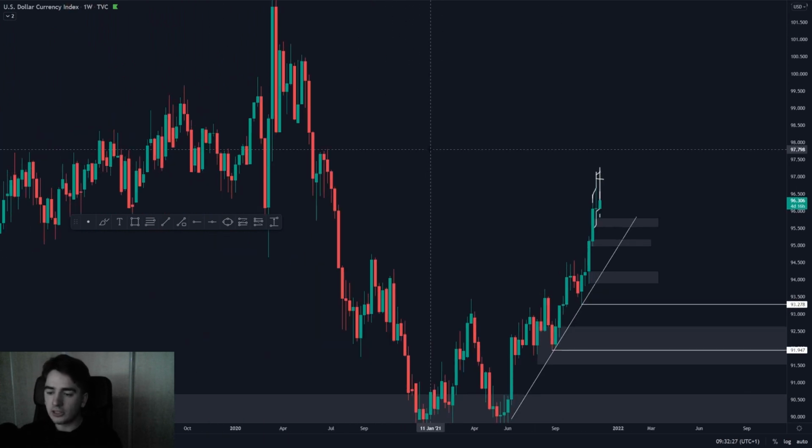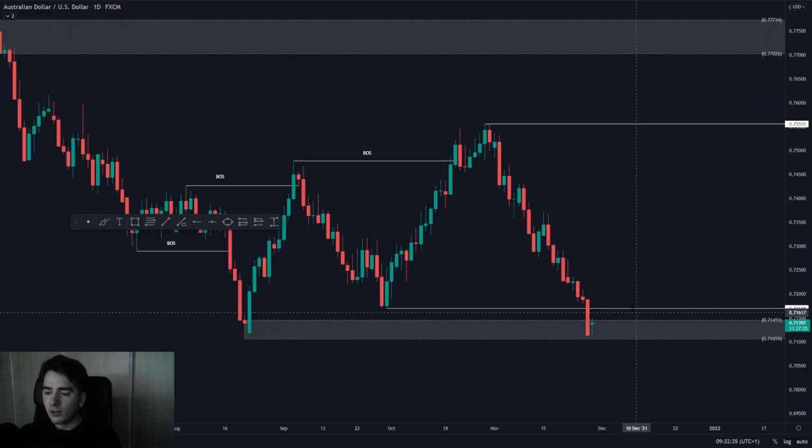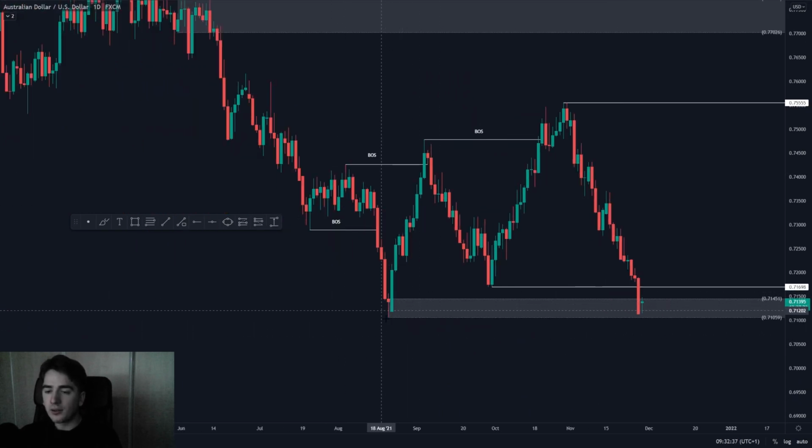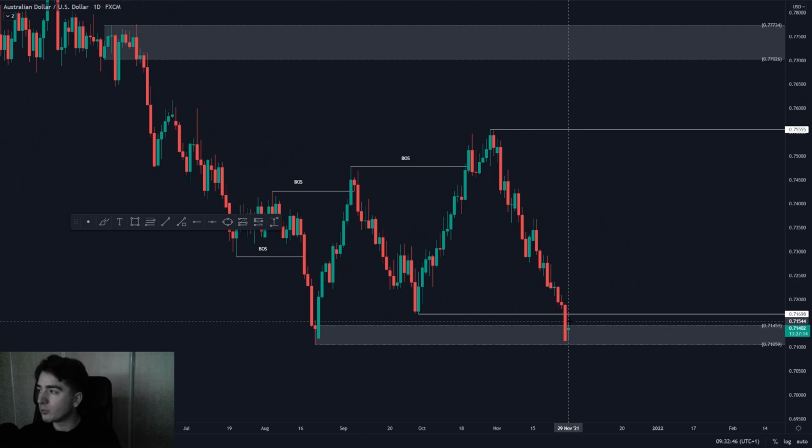So yeah, that's essentially the dollar index for you guys. And let's head over to Aussie dollar. Looking at Aussie dollar at the moment, what we can see is that we are currently located in this area of daily demand. This area of daily demand caused a structure break and a trend break, so it's a beautiful area to look for those potential longs from.